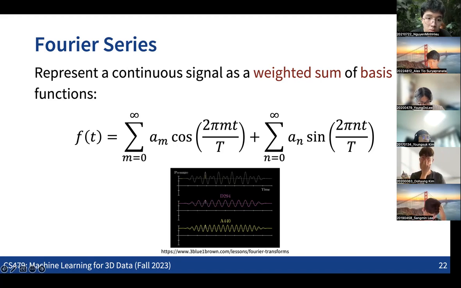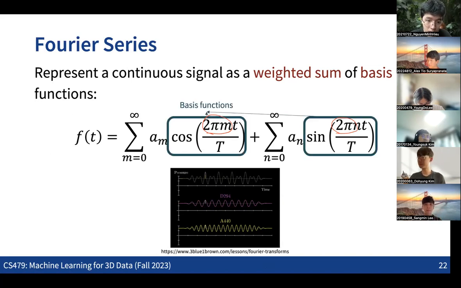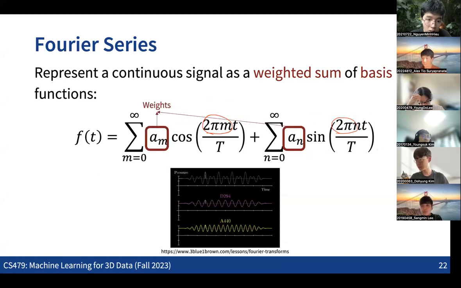Typically, the basis functions that we use for the Fourier transform are the cosine function and the sine function, while varying the frequency, as you can see here. We represent all functions as a linear combination of these basis functions. So in this case, we have cosine and sine functions as the basis functions, and we take coefficients, the weights, for each basis function to make a linear combination as the final output.